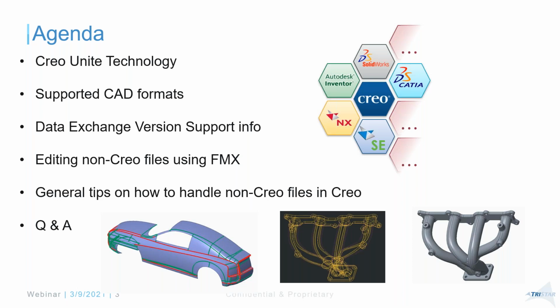We'll also go over what are the supported CAD formats. Unite technology itself was introduced back in Creo 3, and there are some enhancements they did over 4, 5, 6, etc. We'll also go through the data exchange version support as to what versions they support to bring it in via the Unite technology inside of Creo, and how do you repurpose or edit them once it's inside of Creo, right? You have a non-Creo file inside of Creo, and how do you edit them? And you can do some geometry edits. We'll talk through that, and some general tips based on my experience.